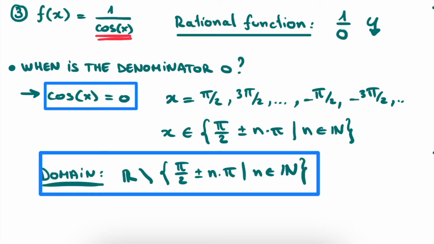In the next and fourth exercise, we are going to be looking at the function f of x is equal to the square root of x minus 1. And here, since we do not see any denominator, you might think that we're in the clear and that the domain is simply all of the real numbers.